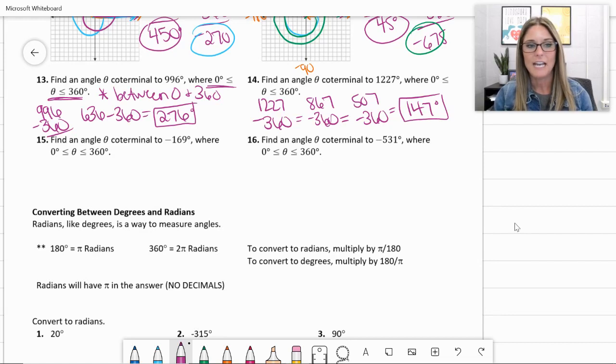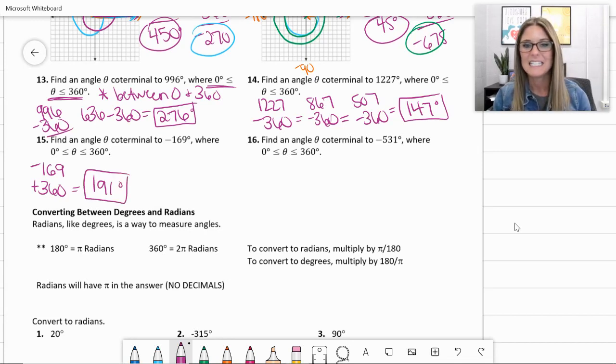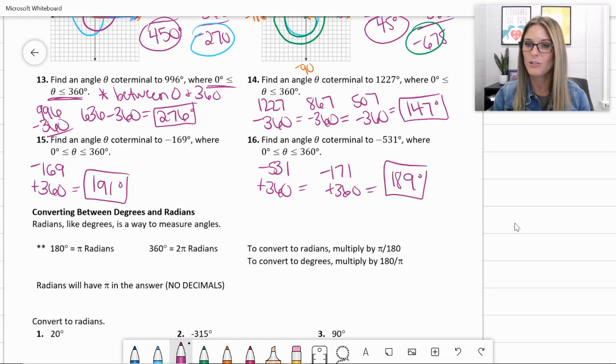Number 15, find an angle coterminal with negative 169 between 0 and 360. Now we've got to make it positive. So add 360 to this and we get 191 degrees and done. 16, negative 531 between 0 and 360. So add 360, gives us negative 171. Still doesn't quite cut it. So add another 360. 189 degrees is coterminal, and it fell between 0 and 360.